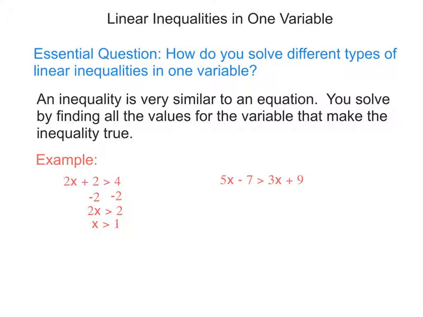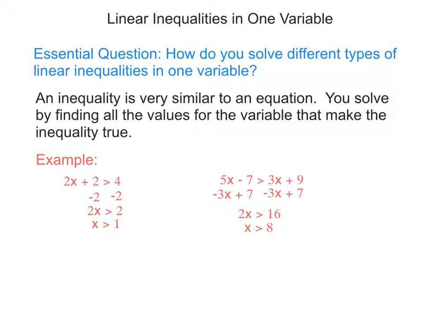So let's look at another example. How about 5x minus 7 is greater than 3x plus 9? Again, we want to get the x's on one side, the numbers on the other side. So again, we treat it like an equation. We add 7 to both sides. We subtract 3x from both sides, which yields 2x is greater than 16. If we divide by 2, then we get x is greater than 8.